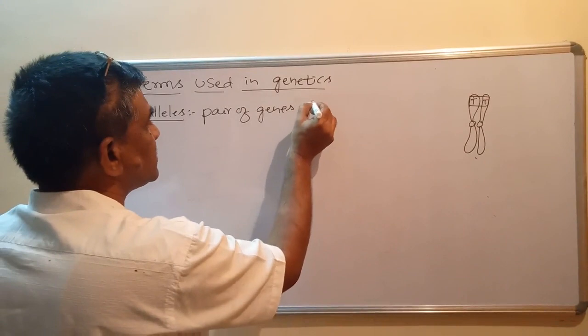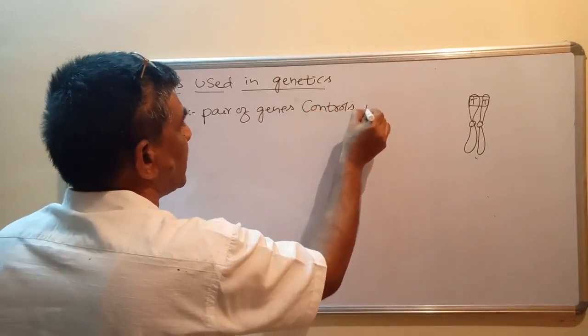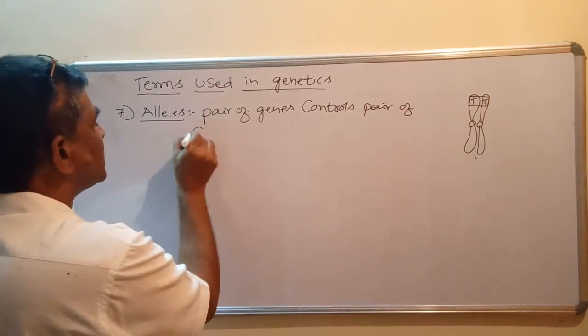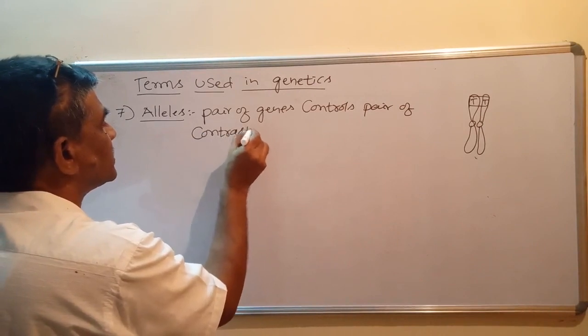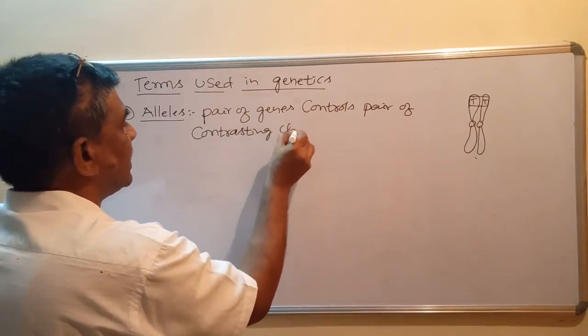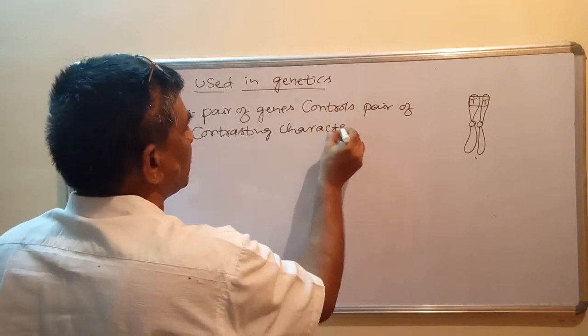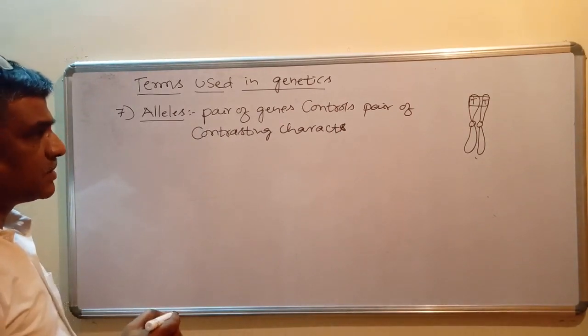Pair of genes controls a pair of contrasting characters. A pair of genes controlling a pair of contrasting characters is called alleles.